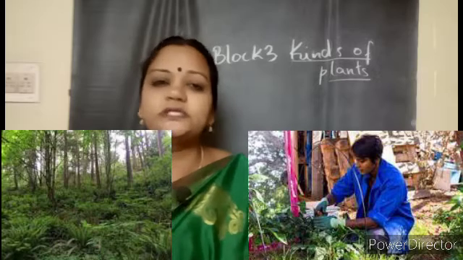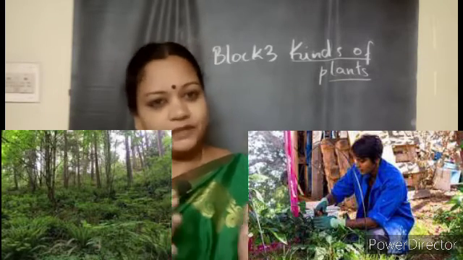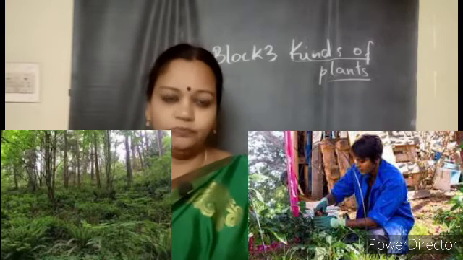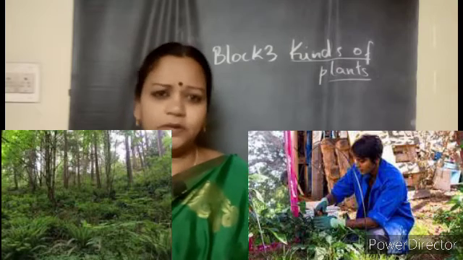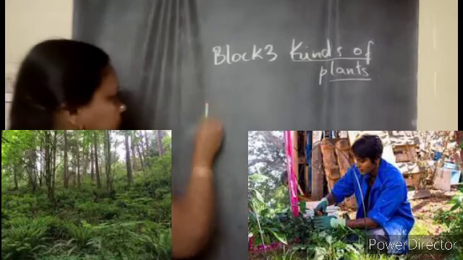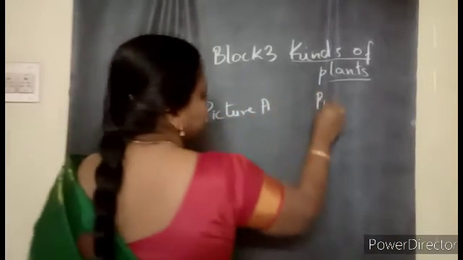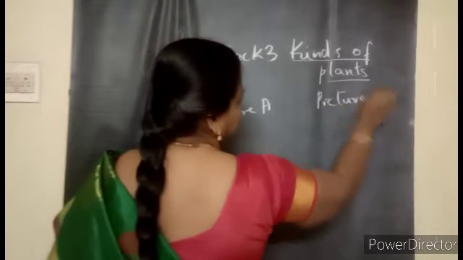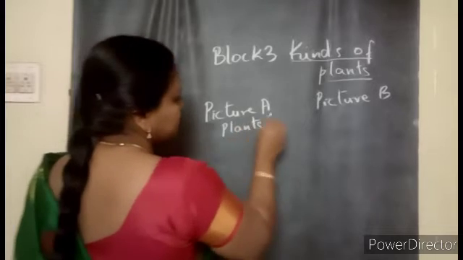Very good, children. As soon as you saw them, you were able to identify that picture A plants are taken care of by people. They are inside the home, and they are taken care of by human beings. And picture B plants are in the forest. Yes, children, in the activity you are able to see picture A and picture B. Both pictures have plants. But how are they different from each other?